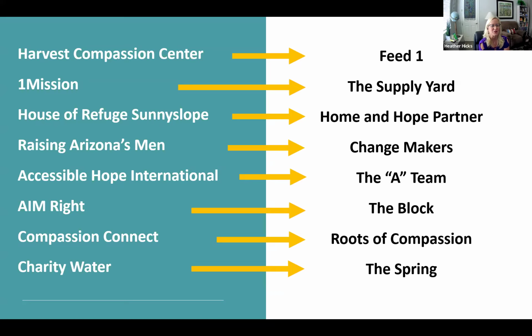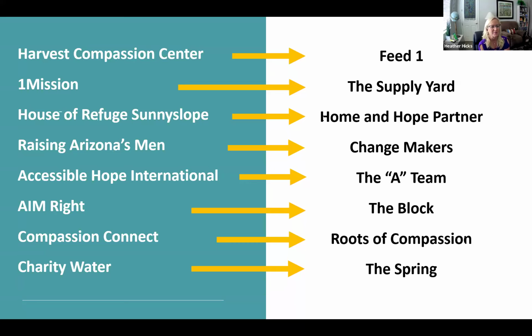House of Refuge Sunny Slope. Hope and Home and Hope Partners. They house people coming either out of prison, out of addiction, out of homelessness. Raising Arizona's Men. Hi, Renee, you're on here today. That built hers really recently, and she called hers the Change Makers, because they're working with boys that are in the foster care system and building them into men, change makers.